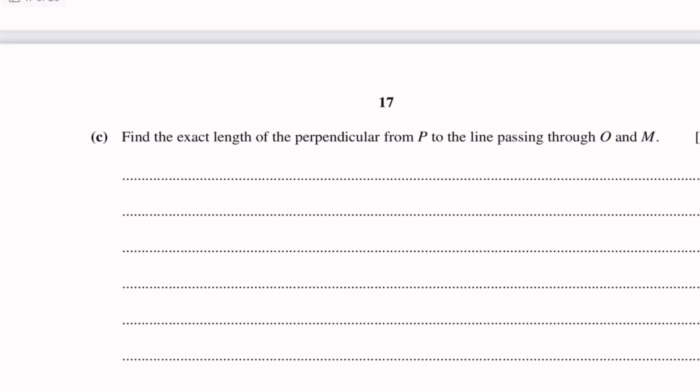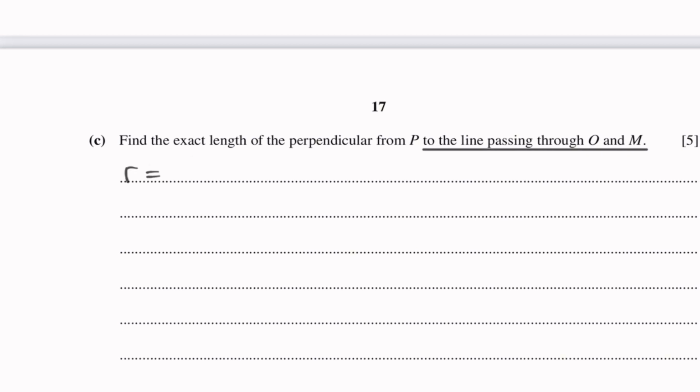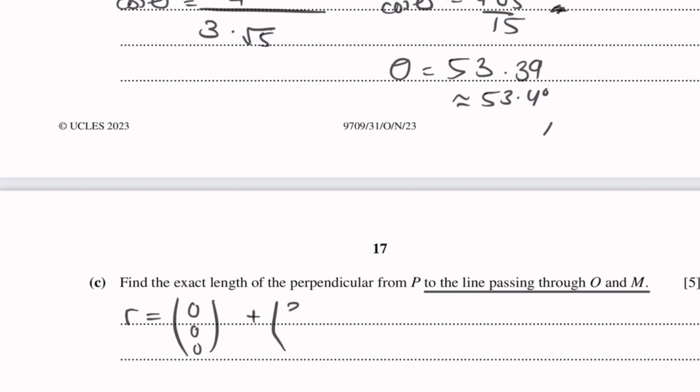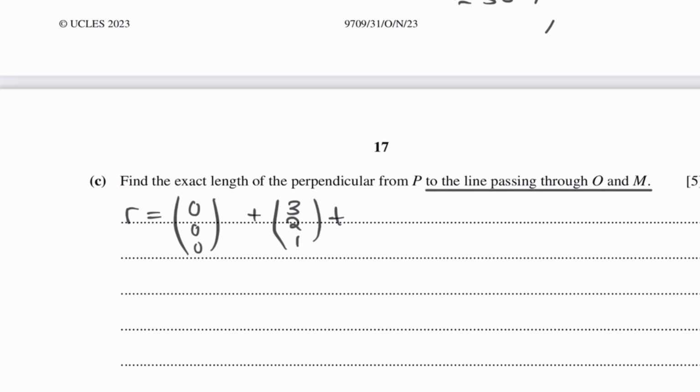So let's find the exact length of the perpendicular from P to the line passing through O and M. Okay, so firstly, let's find the equation of the line passing through O and M. So r is going to equal, well, we already know the position vector of M, and the first point, we can just write this down, and then the direction OM is supposed to be 3, 2, and 1. So 3, 2, and 1 times t. And that gives us the line.